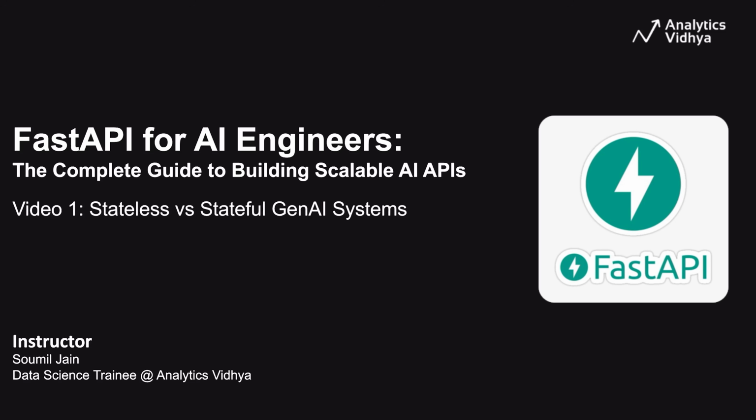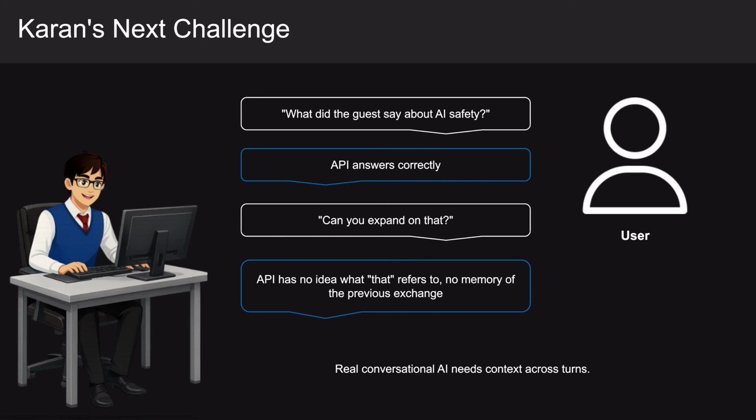We start with the foundational question: what should the API layer own and what belongs in storage? Let's get into it. Look at the conversation on screen. The user asks, what did the guest say about AI safety? The API answers correctly. Then the user sends a follow-up. Can you expand on that?